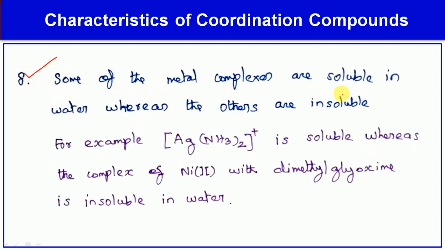Some of the metal complexes are soluble in water, whereas some of the others are insoluble. For example, [Ni(NH3)6]2+ is soluble in water, whereas the complex of nickel(II) with dimethylglyoxime is insoluble in water. It is soluble in organic solvents.